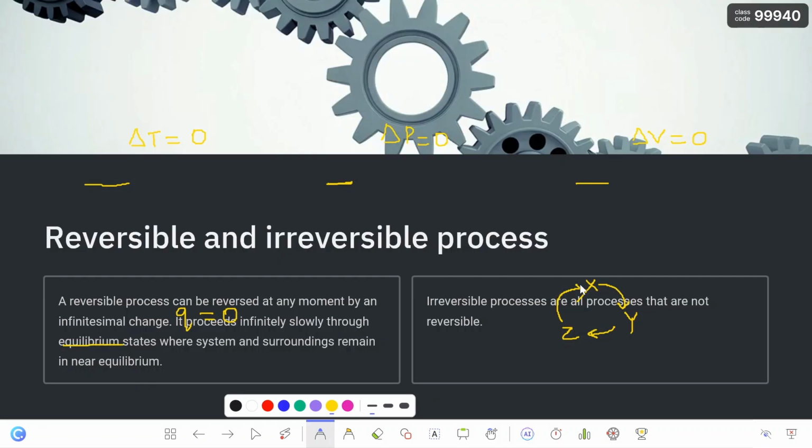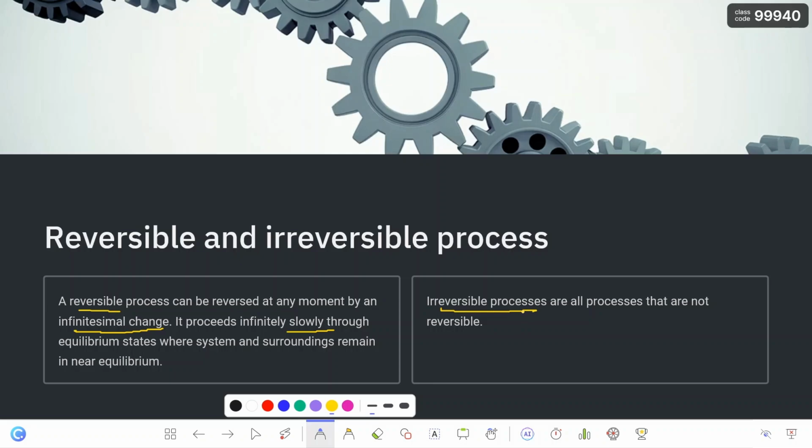Okay. So next one is reversible and irreversible process. A reversible process can be reversed at any moment by an infinitesimal change. This one usually proceeds very slowly through equilibrium states where system and surroundings remain in near equilibrium. So at any point of time, we can change a little bit of some properties so that it can be reversed. While an irreversible process occurs much faster. All processes that are not reversible are called irreversible processes.